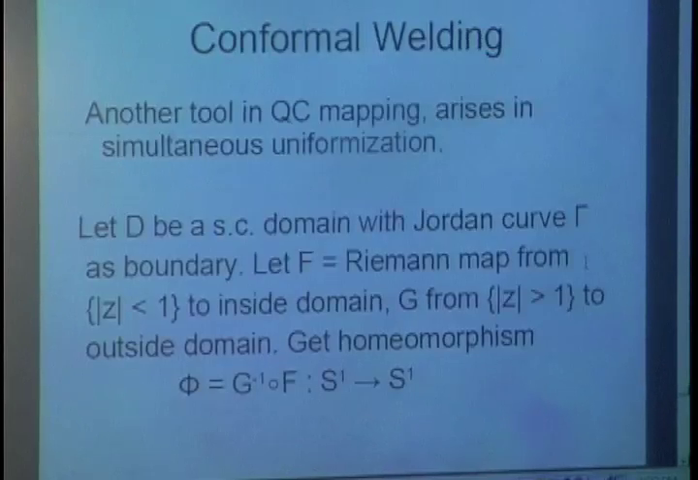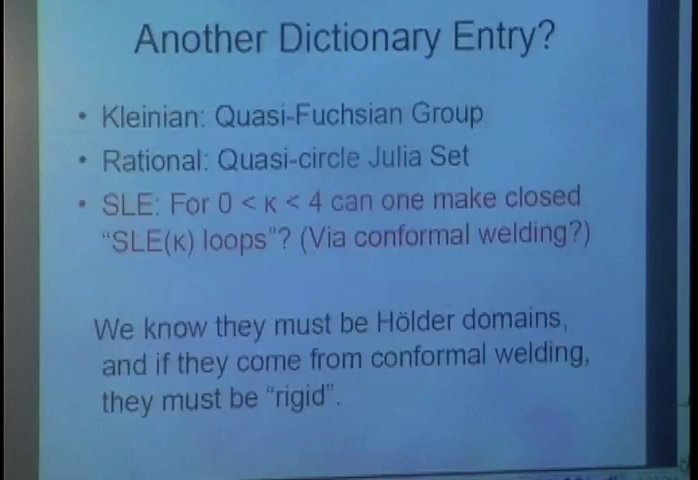Okay, so now I'm going to end with a conformal welding theorem. In conformal welding, you have a Jordan curve gamma, which is a boundary of two domains, and you let F and G be the mappings: F from the unit disk to the inside domain, G from the outside of the unit disk to the outer domain. Now you form a homeomorphism of the circle by taking F, which takes you from the circle to the curve, and then you go back from the curve to the circle by G inverse. And that's called a welding map, and the curve is called a welding curve.